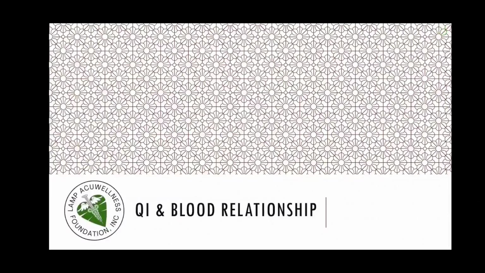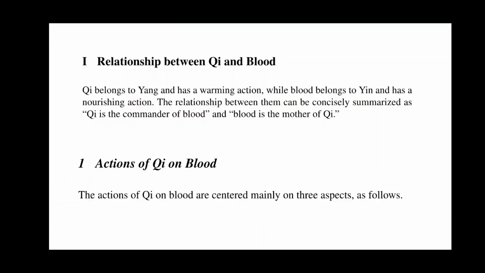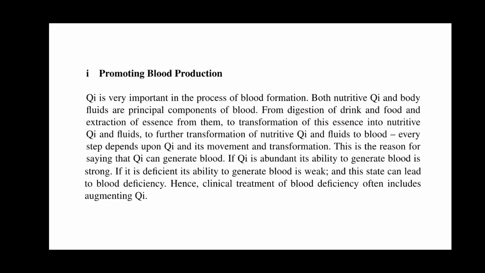Let us now talk about the Qi and blood relationship. The relationship between Qi and blood is that Qi belongs to Yang and has a warming action, while blood belongs to Yin and has a nourishing action. The relationship between them can be concisely summarized as: Qi is the commander of blood and blood is the mother of Qi. The actions of Qi and blood are centered mainly on 3 aspects as follows.